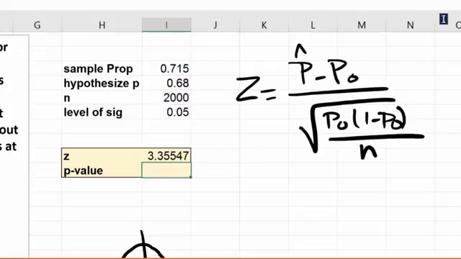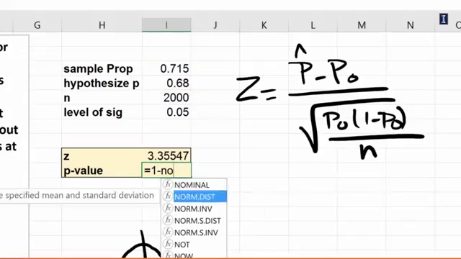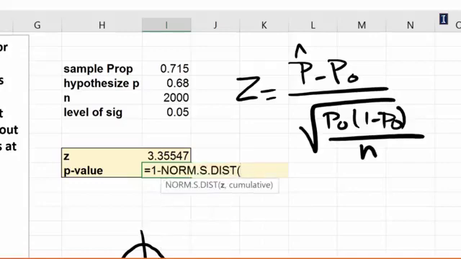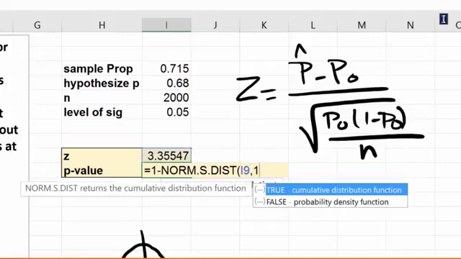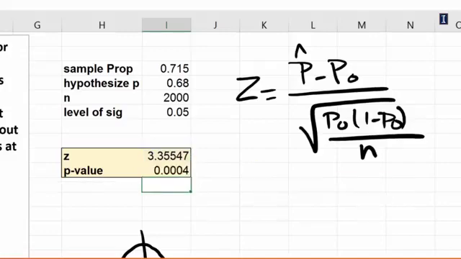So the p-value is therefore 1 minus NORM.S.DIST, because again I'm looking for the value to the right of the tail. If I don't put 1 minus, the value to the left will be given. So the z that I'm looking for is this, and 1, and the answer is 0.004.